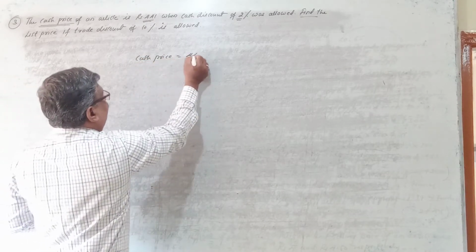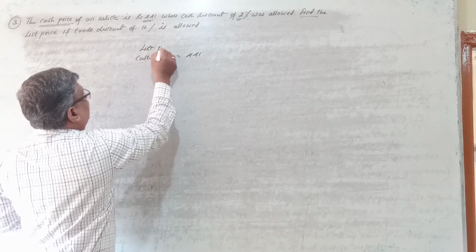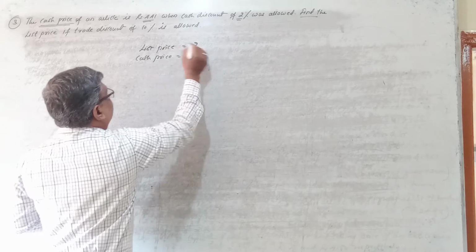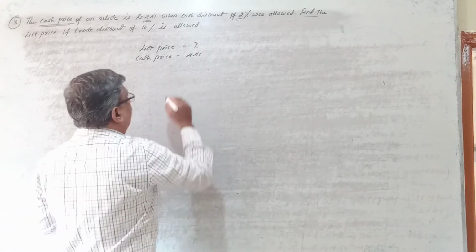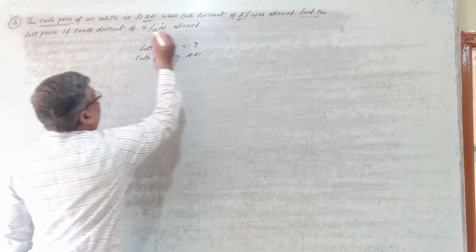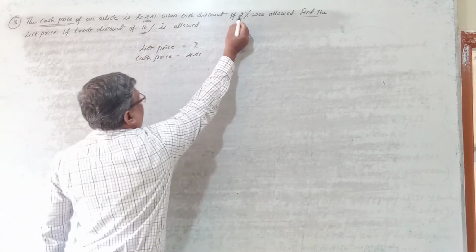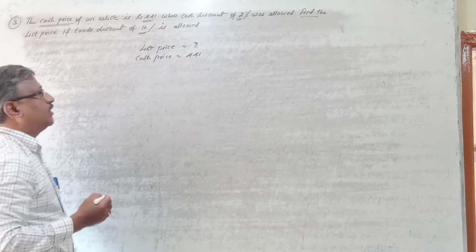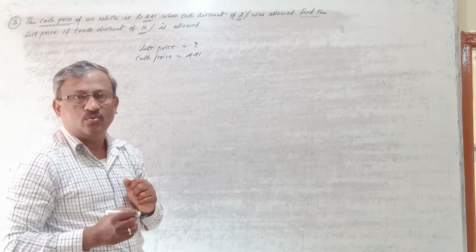So the actual cash price is how much? It is 441 and I want to calculate the list price. What is the list price? It is not given here. So what do you have to do here? Here we know the cash discount and the trade discount. Trade discount is 10% and cash discount is 2%. So here discounts are known but the list price is not known.